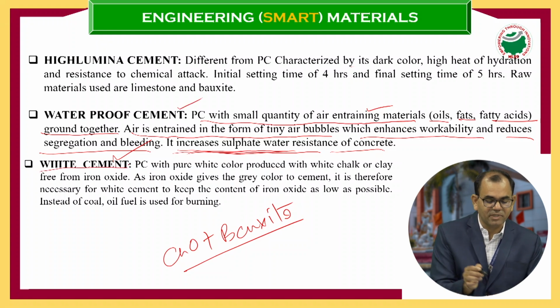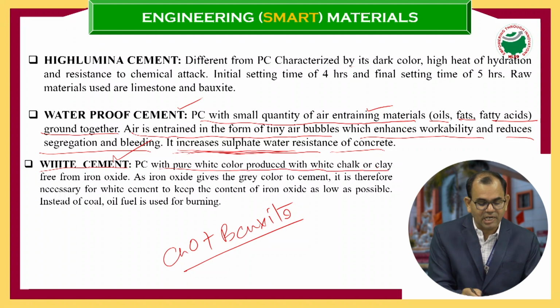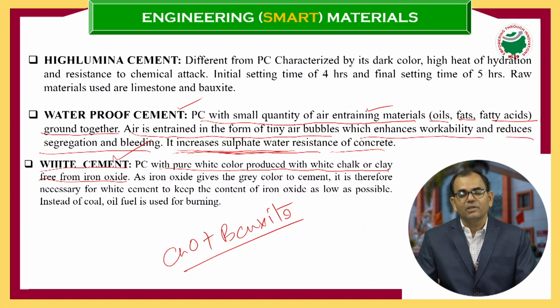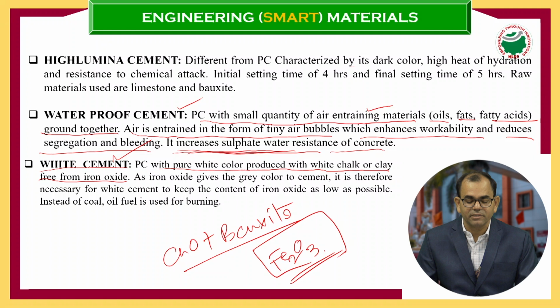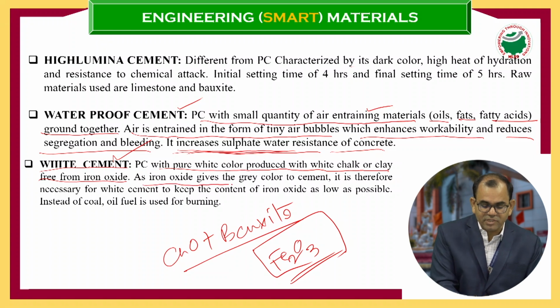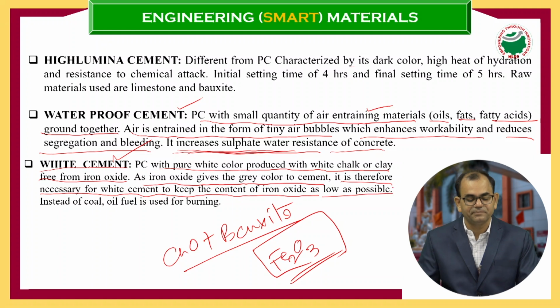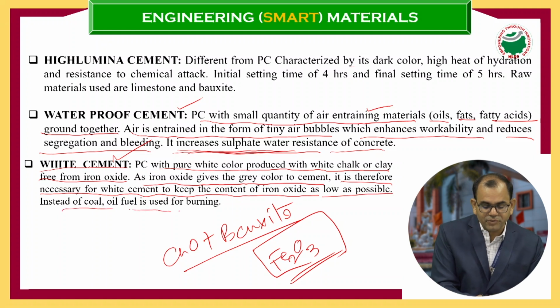Now, the third one is white cement. What is white cement? White cement is nothing but Portland cement with pure white color produced with white chalk or clay free from iron oxide. Yes, during the last class we discussed that the grey color of cement is due to iron oxide. Fe2O3 is responsible for the grey color of the cement. As iron oxide gives the grey color to the cement, it is therefore necessary for white cement to keep the content of iron oxide as low as possible. Instead of coal, oil fuel is used for burning.